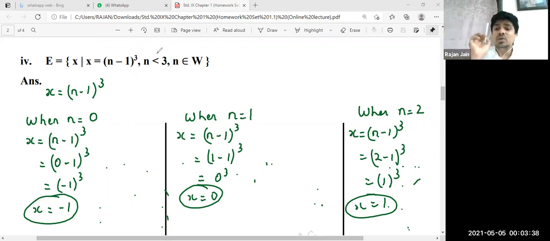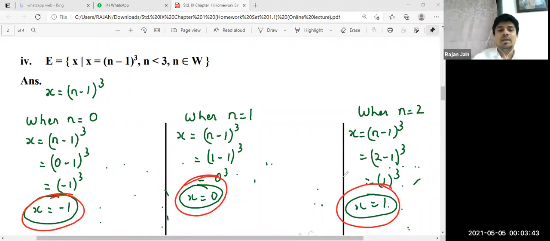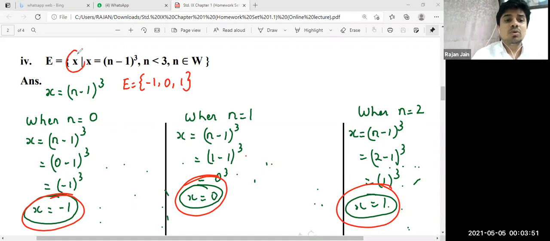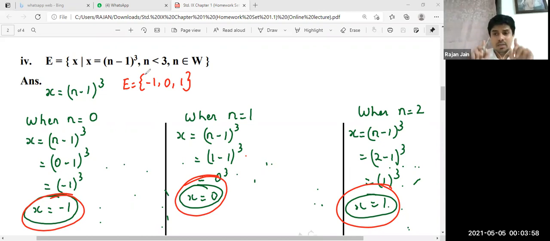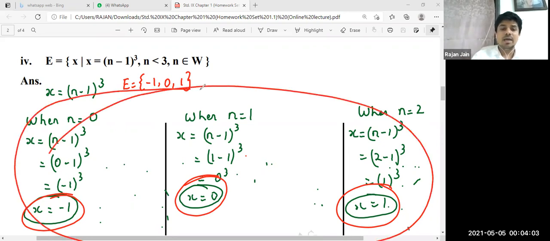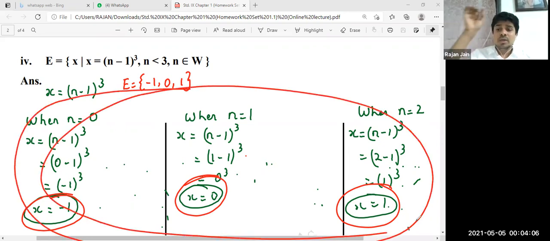So which are the values of x that I have got? -1, 0 and 1. So I will say E is a set of -1, 0 and 1. You have to write the values of x in the set because E is a set of all x according to the question. I hope things are clear. The whole working that I have done is not rough work. You have to show it in your exam. It is compulsory. Okay, I hope this sum is clear for everyone now.